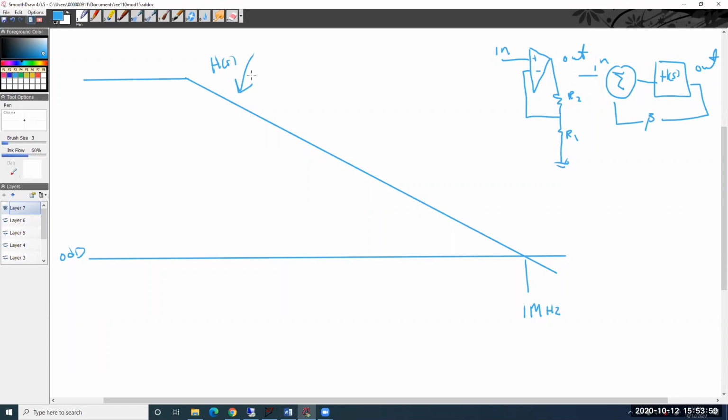That's my H(s), okay? I'm just going to switch colors. So V out is going to equal V in times H of S. It will also equal V out, in this case, beta. It's coming in on the minus side, so it's subtracted. And then we have our transfer function of the op amp.